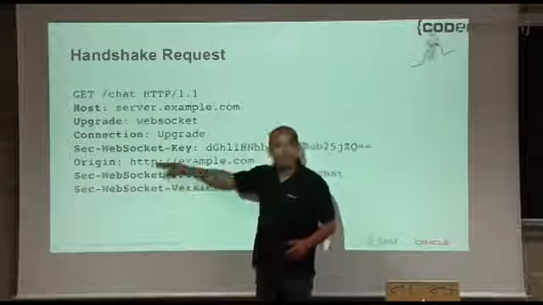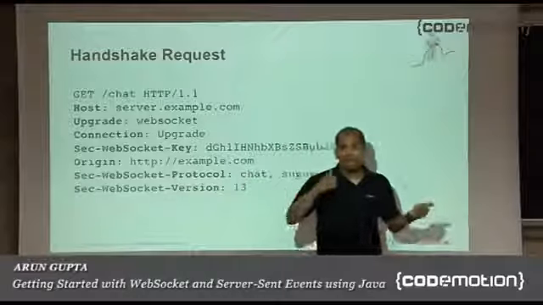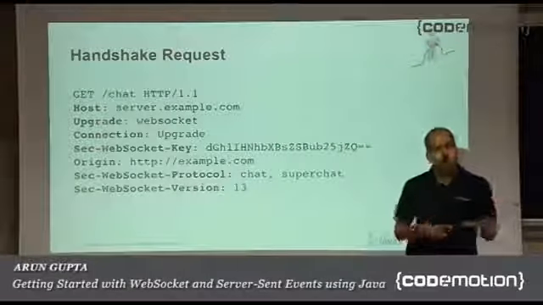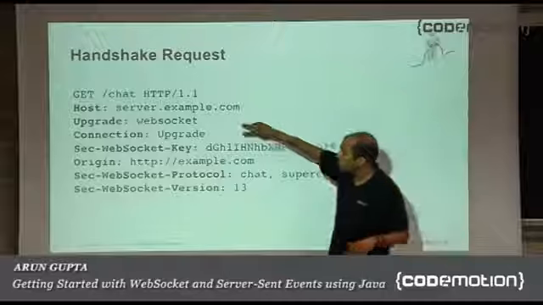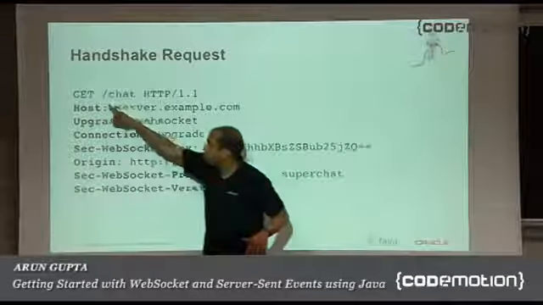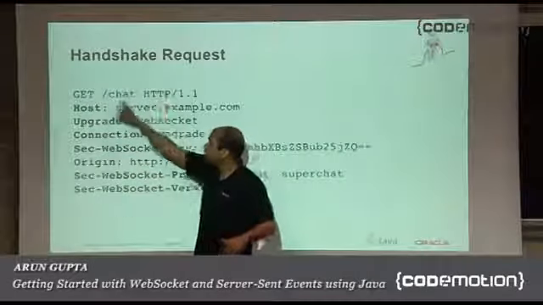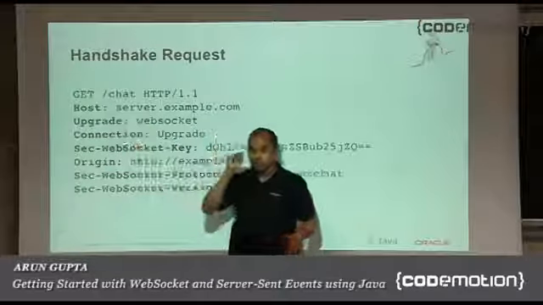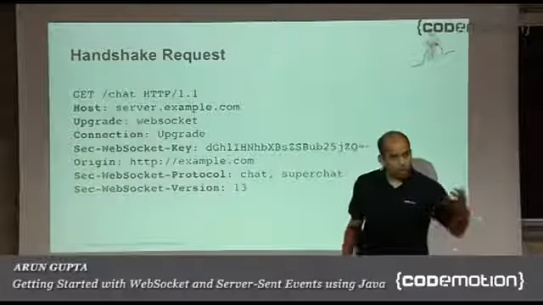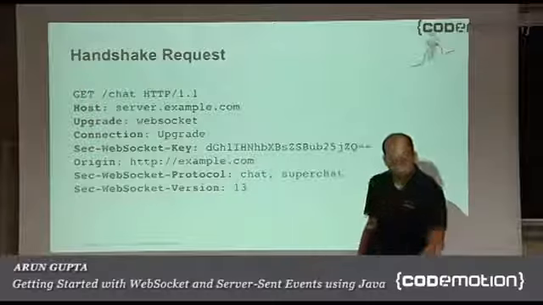And then there are a bunch of other headers as well for security, origin check, and things like that. We won't get into the details, but those are the two important headers. So you're making an HTTP GET request using HTTP 1.1, and that is the URI that you are making a request to. Now, this is over the TCP connection with HTTP.